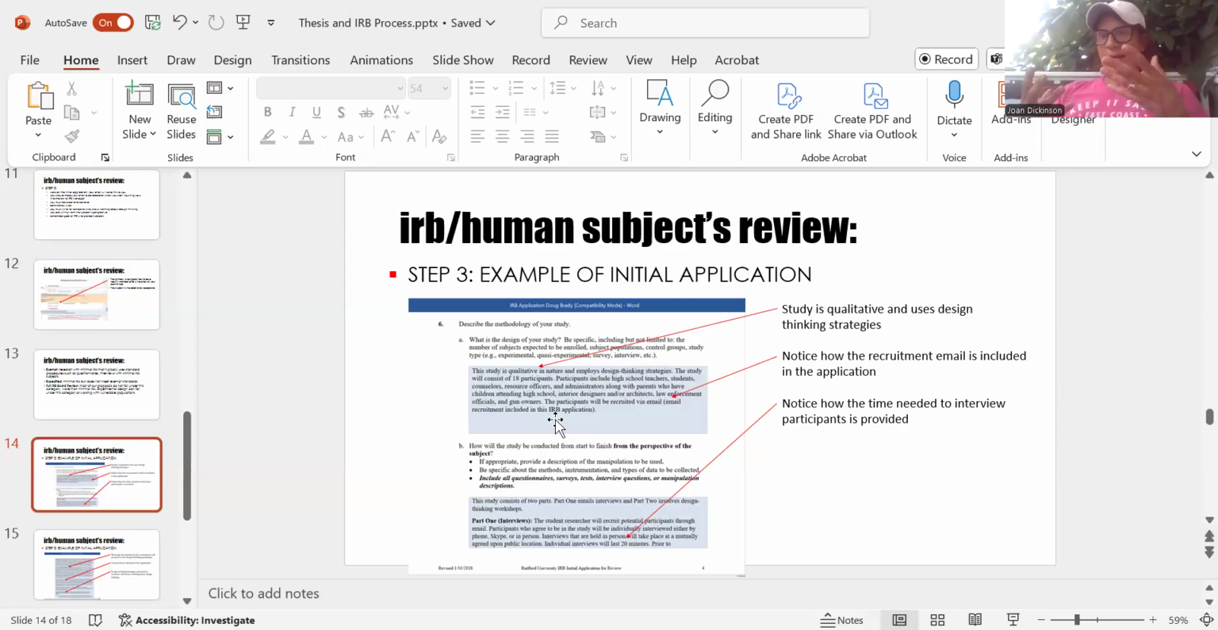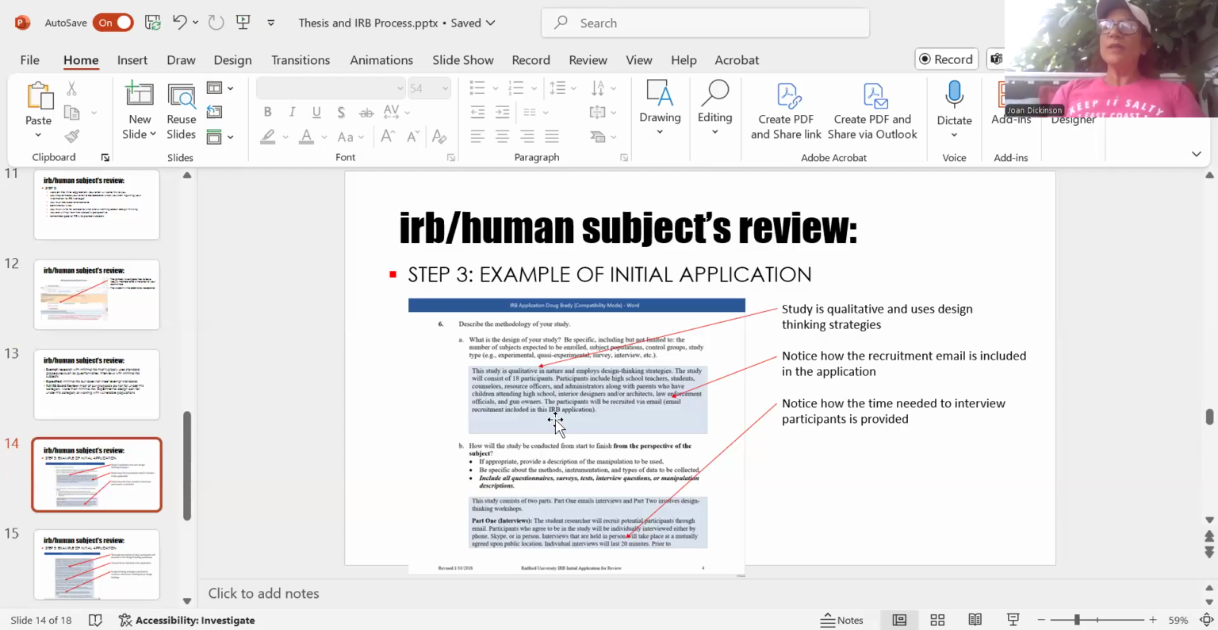Is there a certain age that is required to participate in this study? Is it males and females? Are there race parameters? Are you using a purposive sampling technique, a convenience sampling technique? Where exactly are you drawing this sample from? They're going to want to know how you are recruiting these participants.